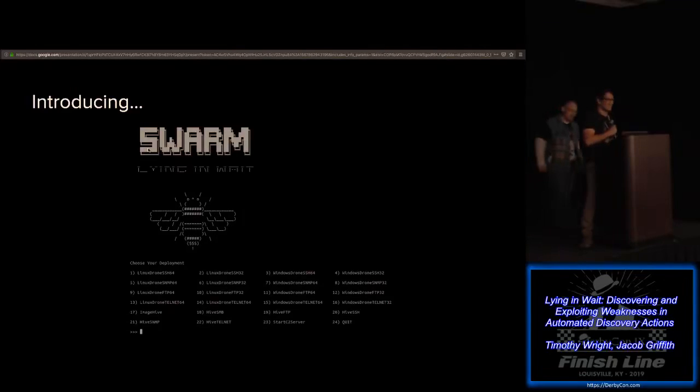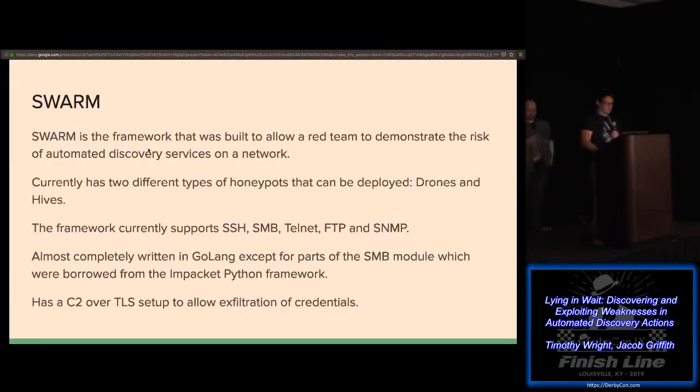So I'm going to go ahead and hand it over to show you guys Swarm. So this is the interface for the tool we built. It's called Swarm, following the whole honeypot thing. So what this does is it's a tool that allows you to generate what we call drones or hives. So a drone is a payload you can run on a compromised endpoint. So say you get someone on a phish, you put it on their Windows box, and it sets up a listener that when the device gets scanned from one of these automated discovery tools, it sends the passwords over C2 back to our C2 server.